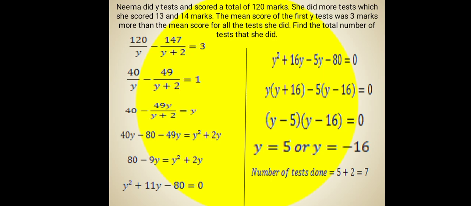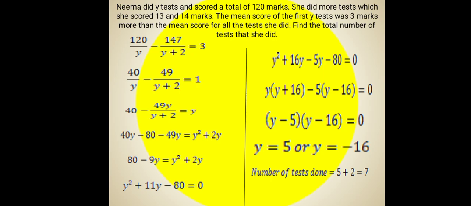Now, she did y tests and scored 120 marks. So the mean score of y tests, subtract the mean score of the y plus 2 tests, which is 147 over y plus 2, it will give us 3. Now solving this equation, you find that the value of y is equal to 5.